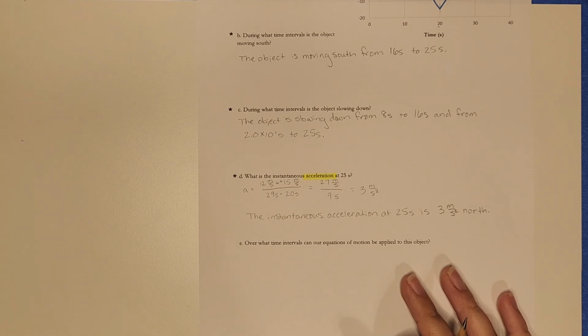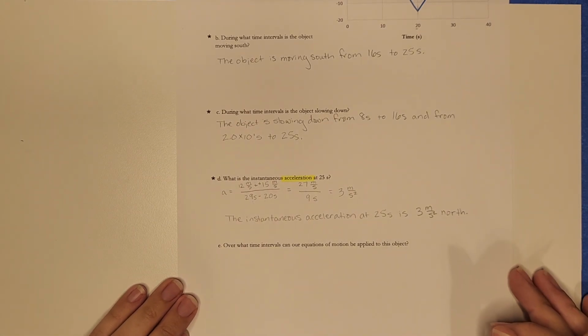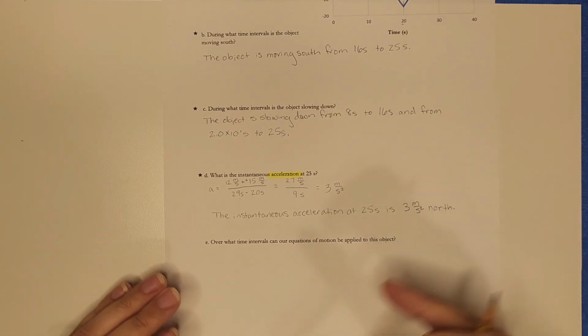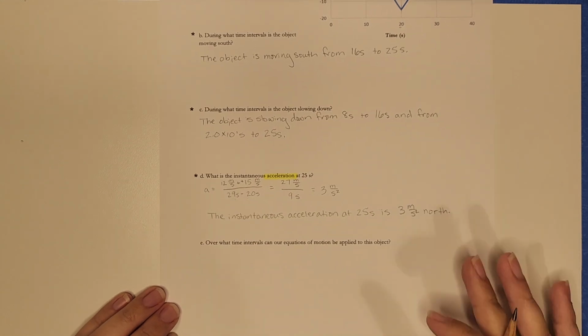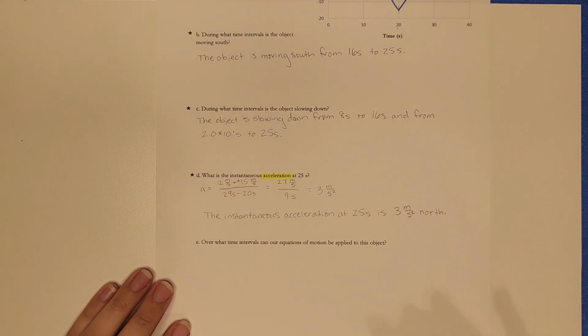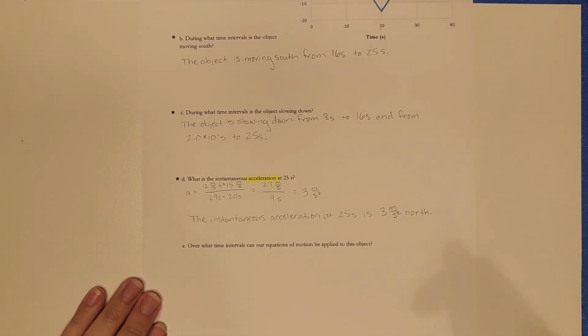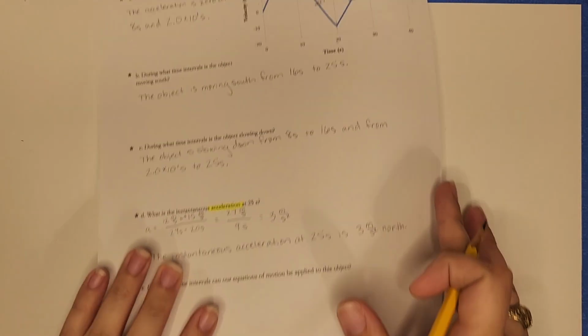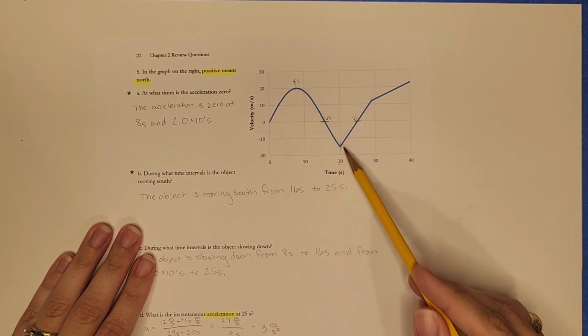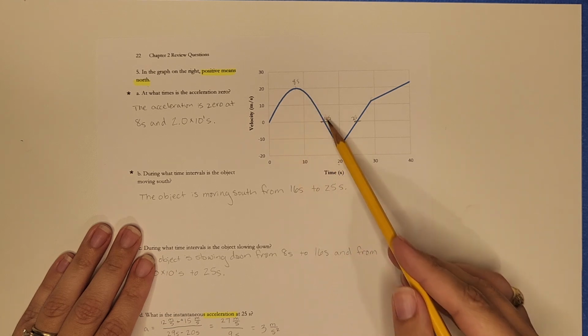Question E, over what time intervals can our equations of motion be applied to this object? Okay, and so that's going back to our third question where we looked on page 48 where it says that the equations of motion in this chapter apply only when the acceleration is constant. So that means that we must have a constant slope. Okay, and so from 0 to 20 seconds, we do not have a constant slope. These are curved lines, okay?